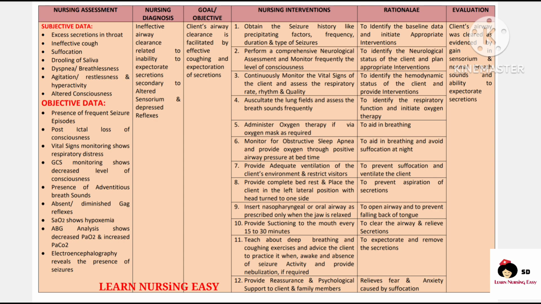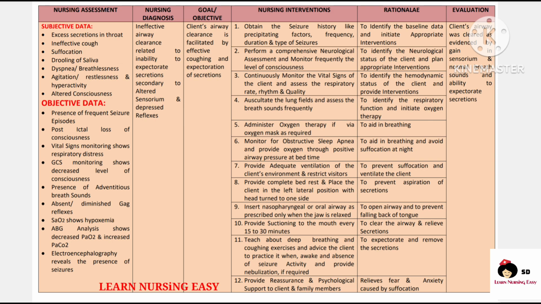In intervention, you'll be obtaining a thorough seizure history and you have to perform a comprehensive neurological assessment and monitor the vital signs and auscultate the lung fields for any changes in the breath sounds. So after identifying, if needed, we have to start oxygen therapy. And at night time, patients may develop obstructive sleep apnea, so we have to monitor that and start oxygen at night time and provide adequate ventilation of the room and restrict visitors so this will prevent suffocation and ventilate the client. And complete bed rest in left lateral position with head turned to one side should be provided so this will prevent aspiration of secretions.